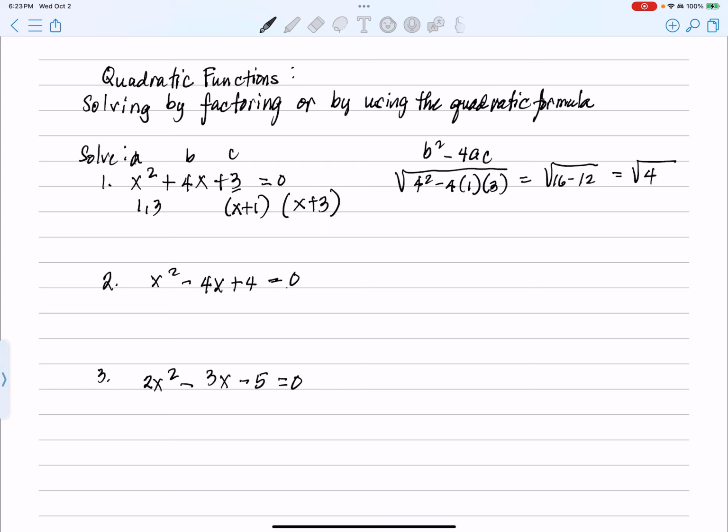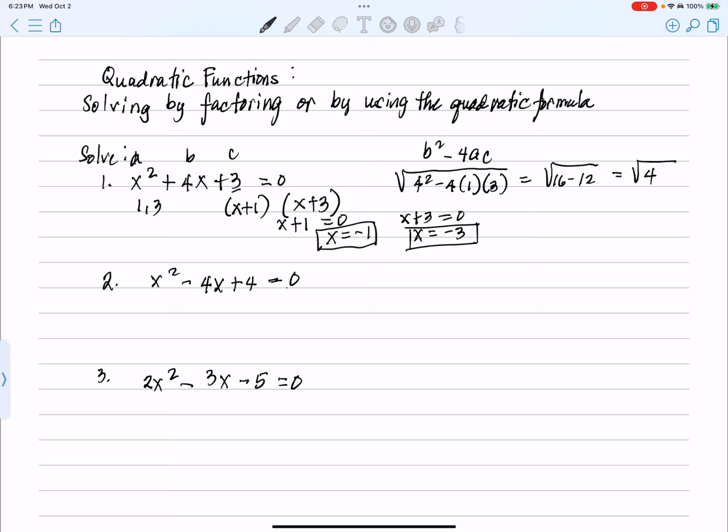So what is the value of x? x plus 1 equals 0, so x is equal to negative 1. And the other is x plus 3 equals 0, so x is equal to negative 3. This is the answer. Alright, it's perfect.